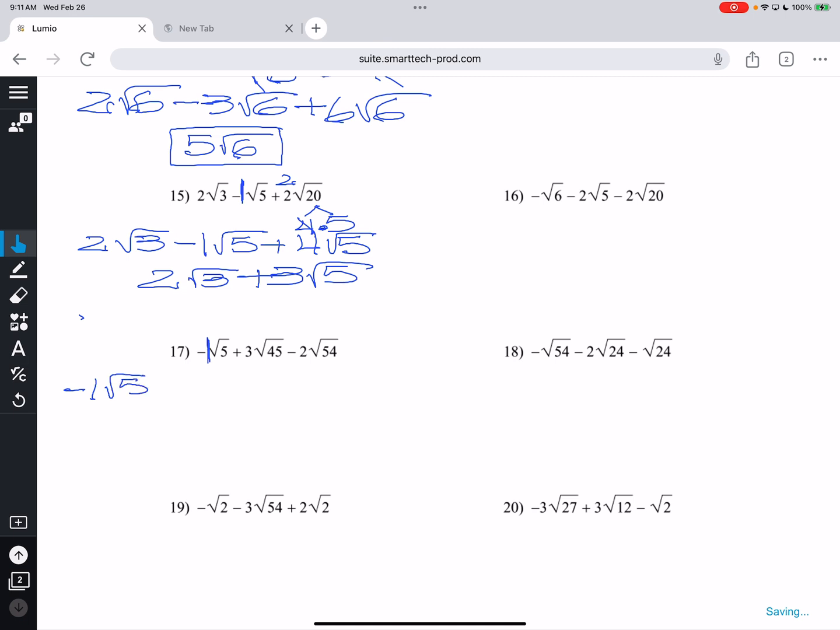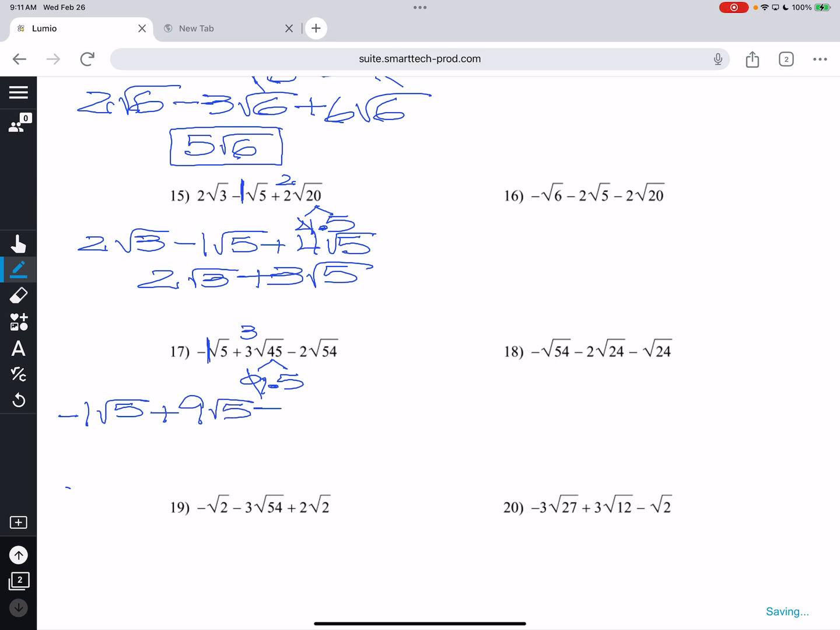So what 2 factors will we use for 45, Lillian? 5 and 7. That's 35. Oh, 5 and 9. And the 9 comes out as a 3. Good. And we combine it with the 3 that's already there. So I'm going to move this down a little bit. So we have -1 radical 5 plus 9 radical 5.